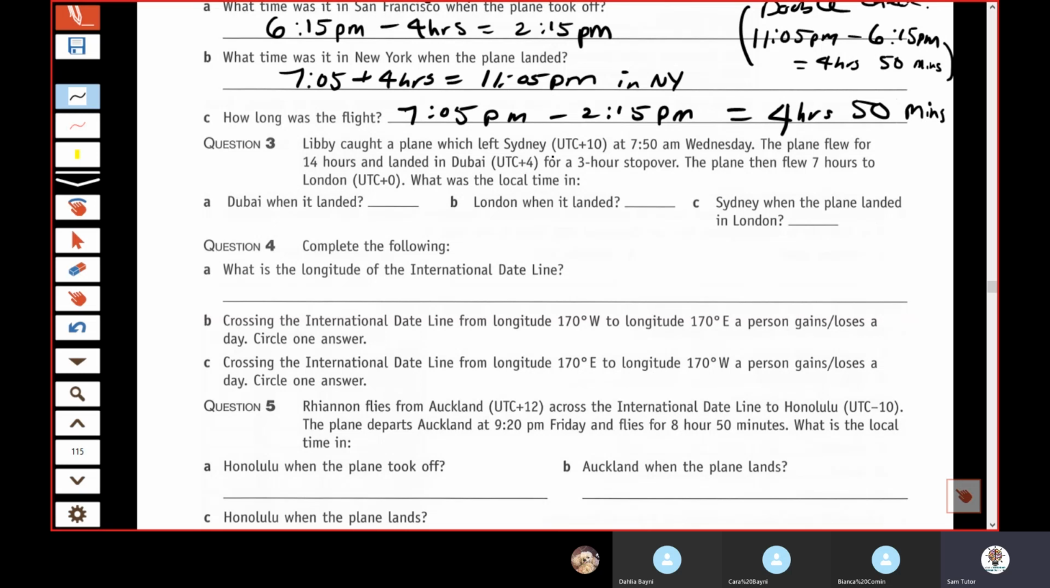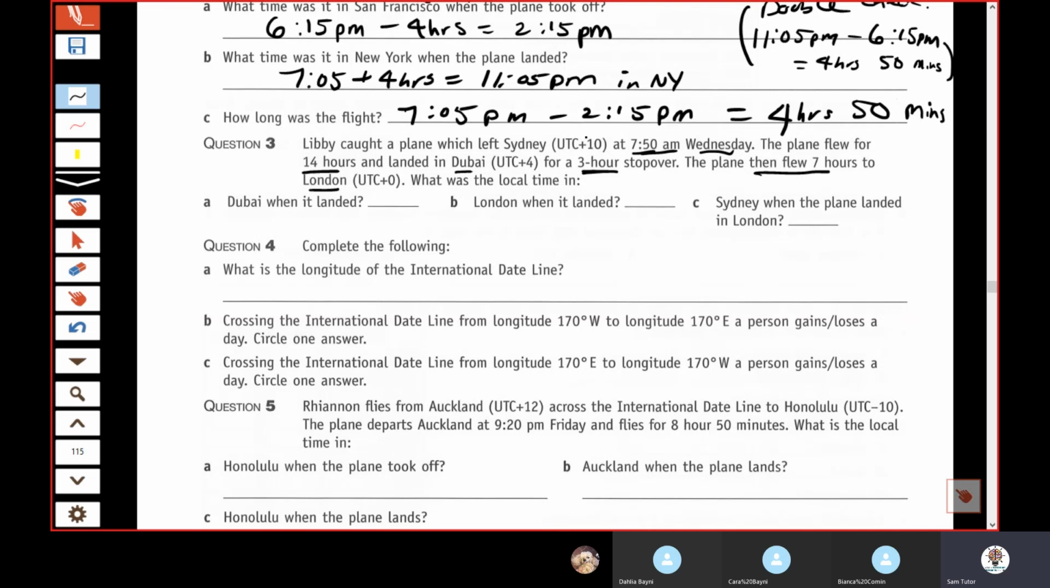Libby caught a plane which left Sydney at 7:50 a.m. Wednesday. The plane flew for 14 hours and landed in Dubai for a 3-hour stopover. The plane then flew 7 hours to London. What was the local time in Dubai when it landed? So what time did it pretty much land in Dubai? Well, that's not too hard. 7:50 a.m. The plane flew for 14 hours. So you've got to add 14 hours for the flight.